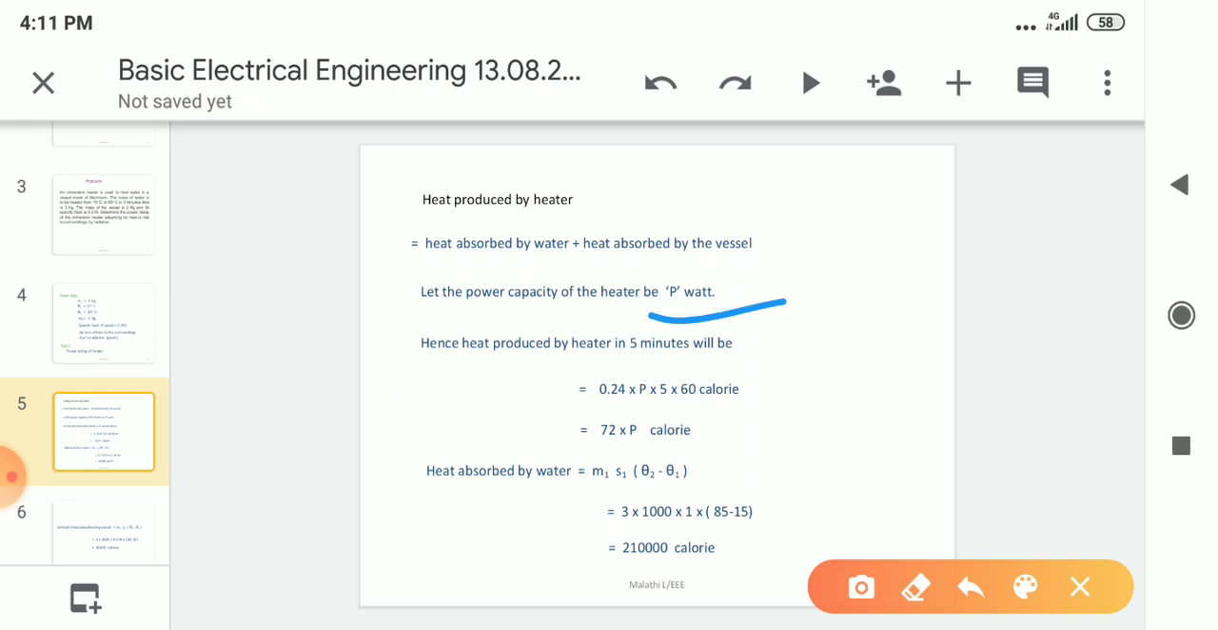First step, heat produced by the heater in 5 minutes is 0.24 into P into 5 into 60. What is this 5 into 60? This is time. 5 minutes, that's why we have to convert it into seconds.